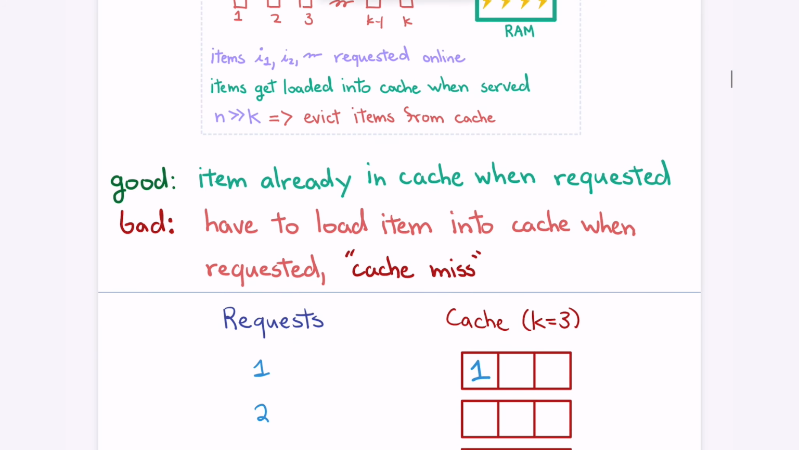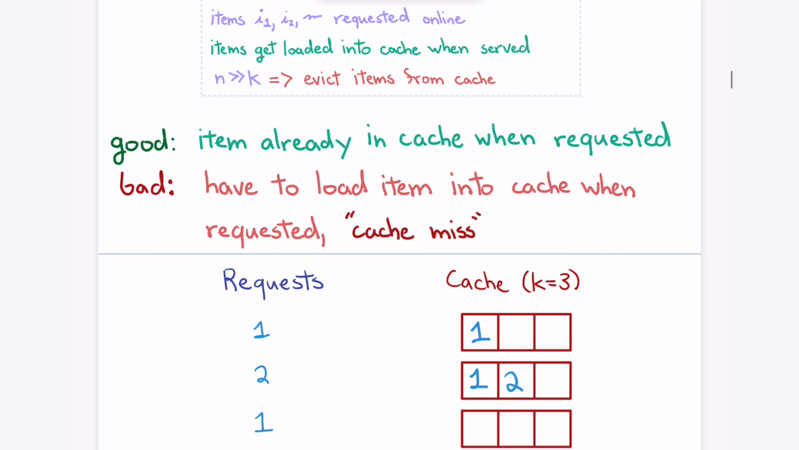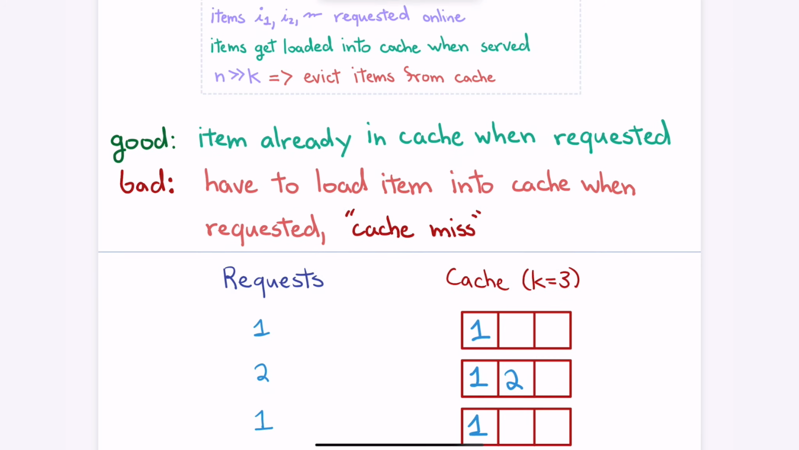and then the next request comes in. That's 2. So now your cache will look like this. There's no real choice to make at this stage. It didn't matter where we put it. Next request is 1. So it's still 1, 2. You haven't missed anything yet.